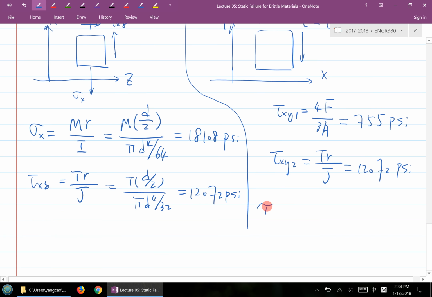So you add these two up, you get your total tau xy equal to tau xy1 plus tau xy2, which is 12,827 psi.